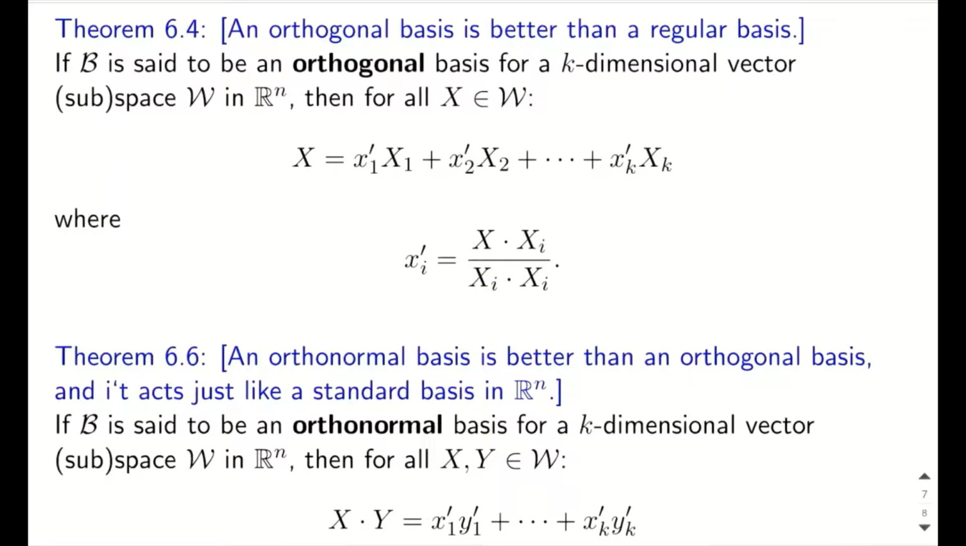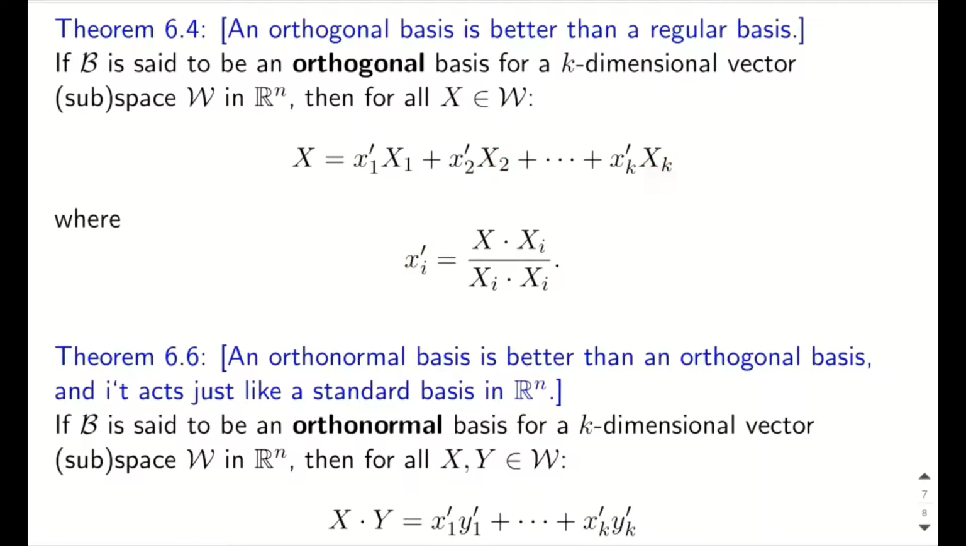If you want to compute the ith coordinate, just dot product the vector x and the ith vector in the basis, then divide by the dot product of the ith vector with itself. And that's what the theorem says. So for example, if you want to compute x1 prime, you are going to compute x dot x1, then divided by x1 dot x1. You are going to get x1 prime, the first coordinate of x with respect to the basis of W.